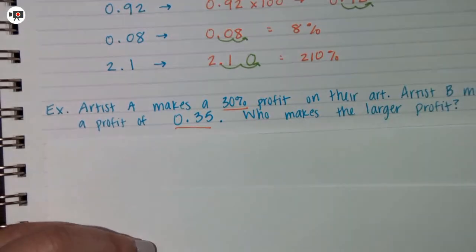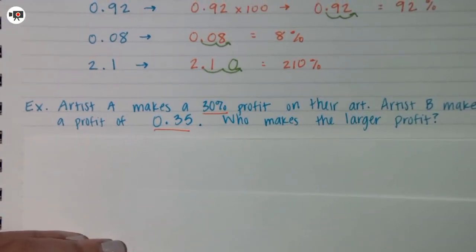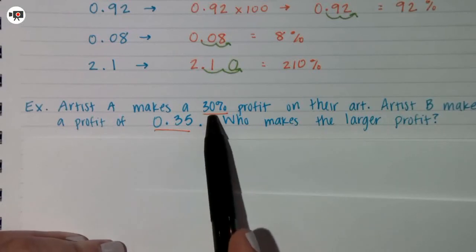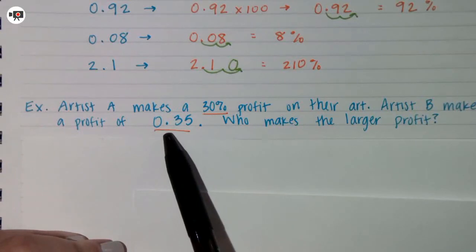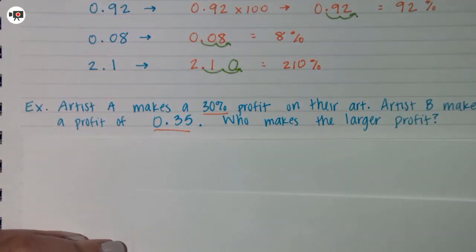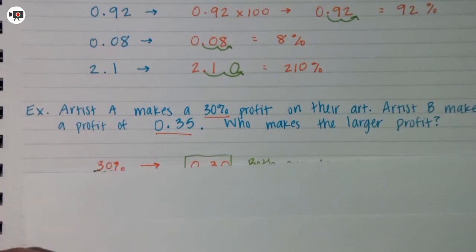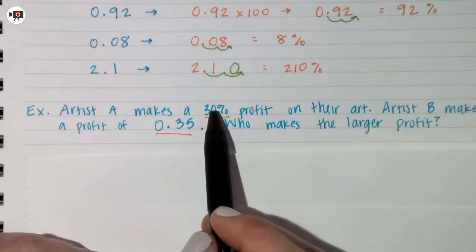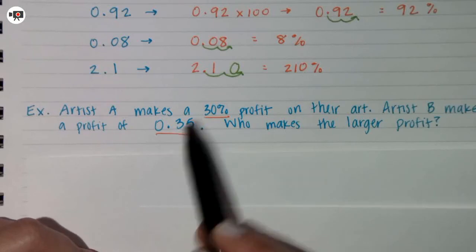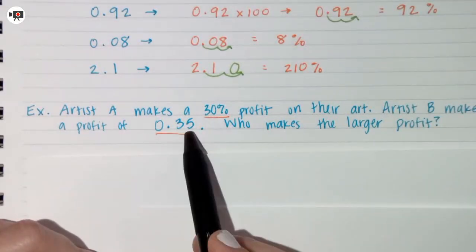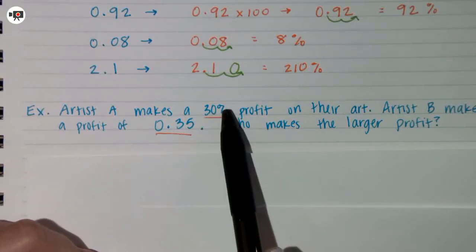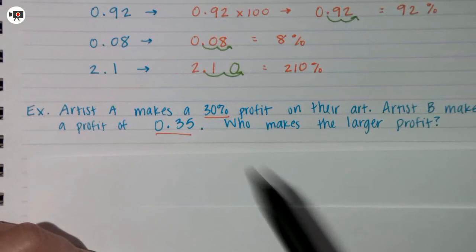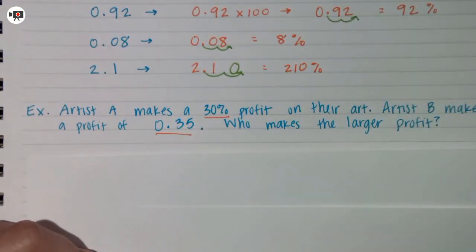Now, here's another kind of example. If artist A makes a profit of 30% on their art, and artist B makes a profit of 0.35, who makes the larger profit? To do this, we have to have them both in percents or both in decimals. So you can choose: do you want to convert 30% into a decimal, or do you want to convert 0.35 into a percent? You might be able to look at it and just know which one is larger, but to accurately compare, they need to be in the same format.